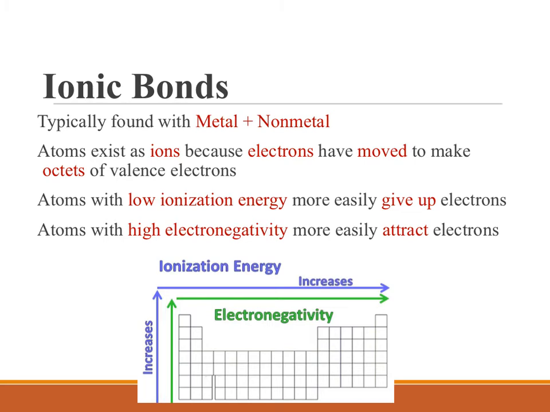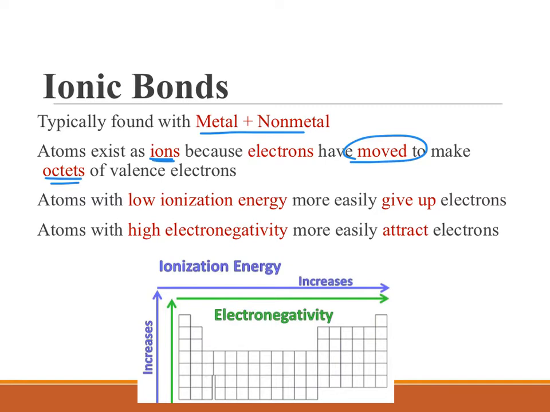So let's talk about ionic bonds. Typically, ionic bonds are formed when you have a metal and a non-metal forming a compound. And the atoms in this compound exist as ions because electrons have moved. That's the key word for ionic bonds. Electrons have up and left one atom and gone to live with another atom. And in doing so, they form octets in the valence electrons.